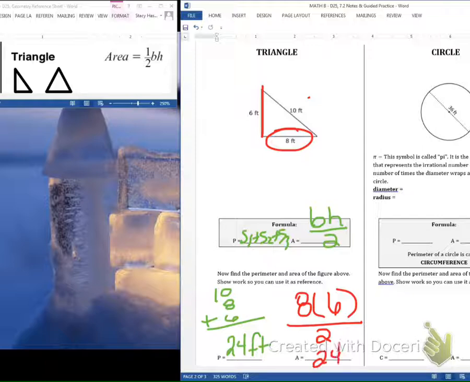So 24. 8 times 6 is 48, divided by 2, checking my own math there. What unit of measurement should you give this? Remember, this is area. It would be feet squared.